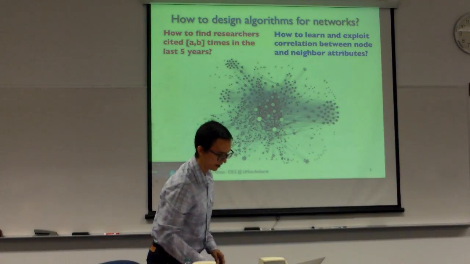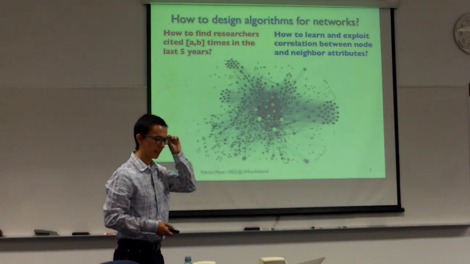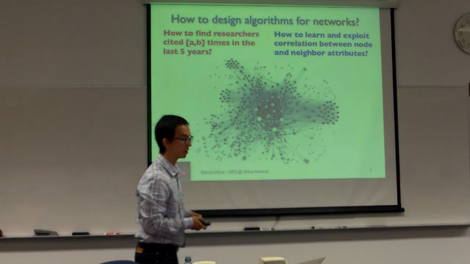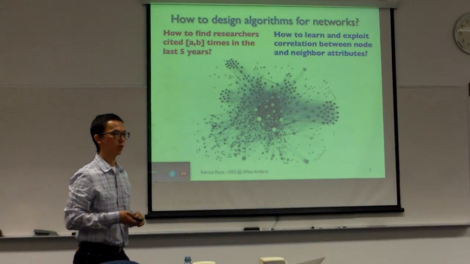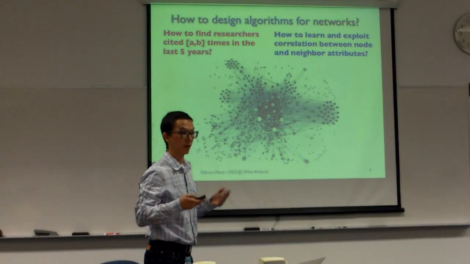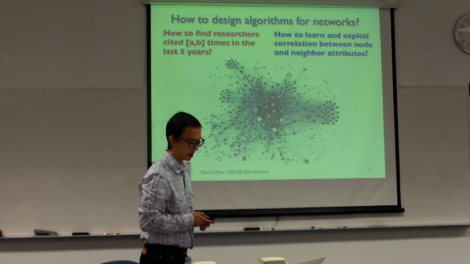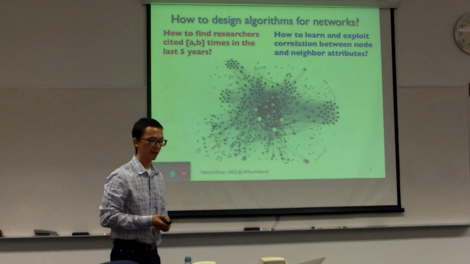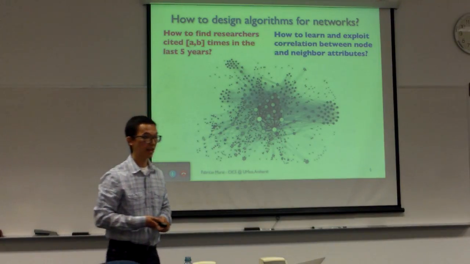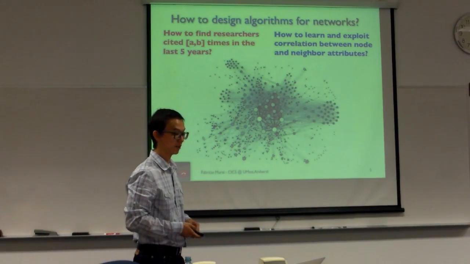Yeah. All right. So I was saying that since nodes often have attributes, one might want to learn and exploit the correlation between node attributes and neighbor attributes. However, in many practical applications, the network is not readily available for this kind of investigation. It has to be collected first. It has to be sampled.